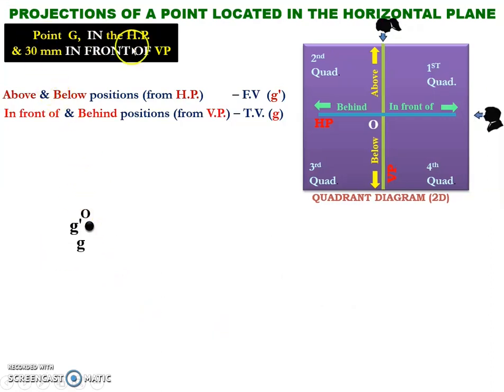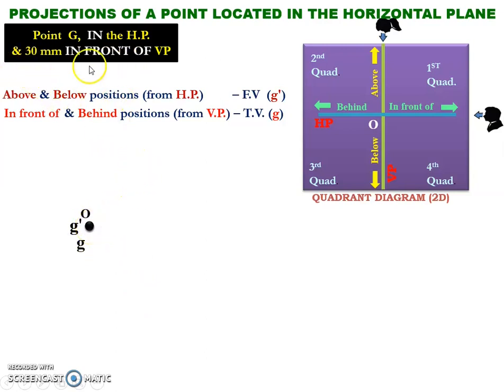Let us consider the first half of the problem. It is given that the point G is in the horizontal plane. That means the above distance or below distance from the horizontal plane is 0. So the front view point cannot move either in the upward direction or in the downward direction, but it will remain in the same origin point itself.